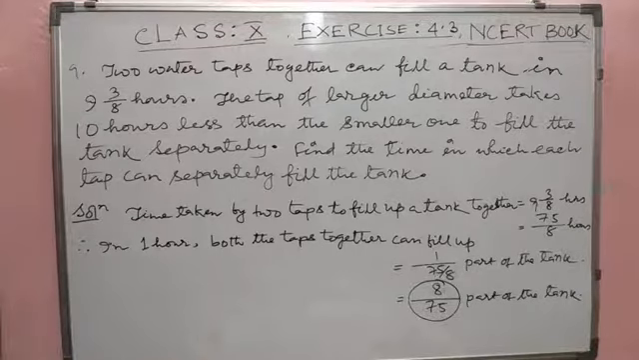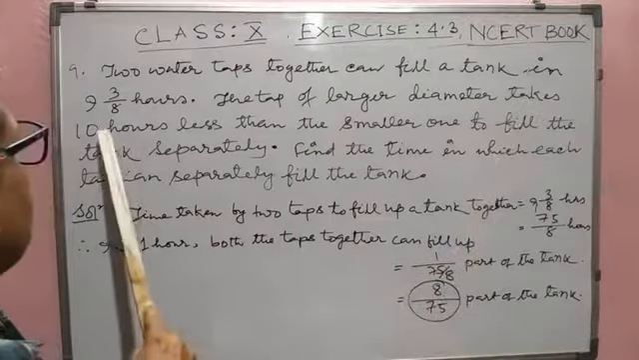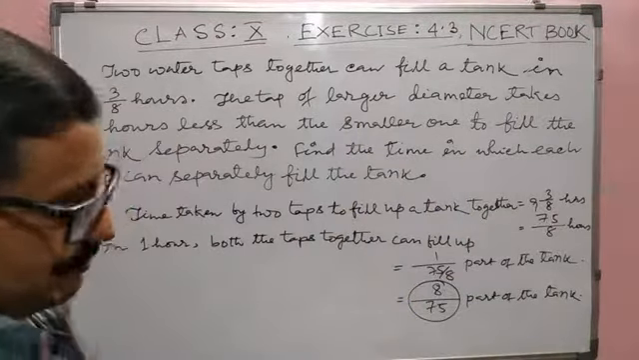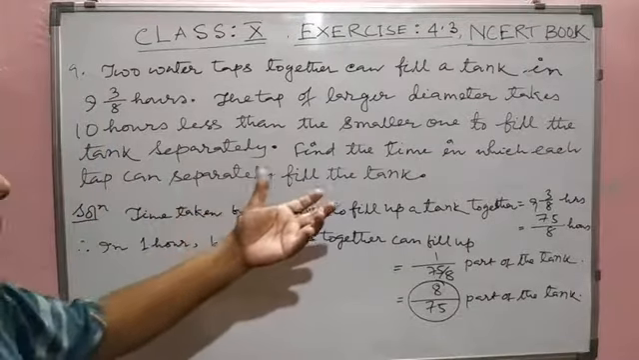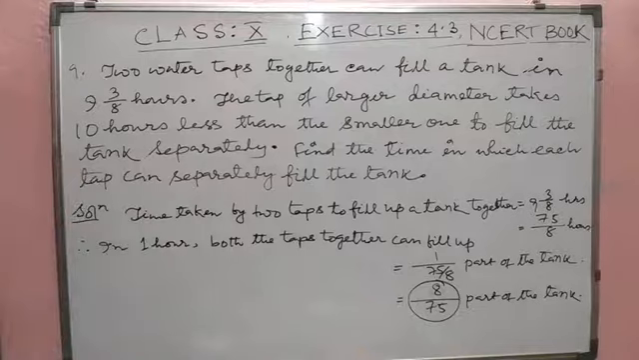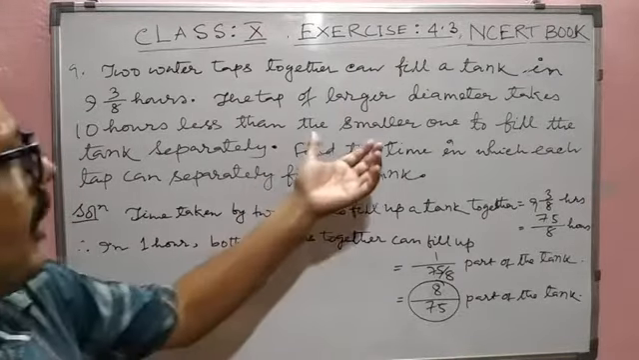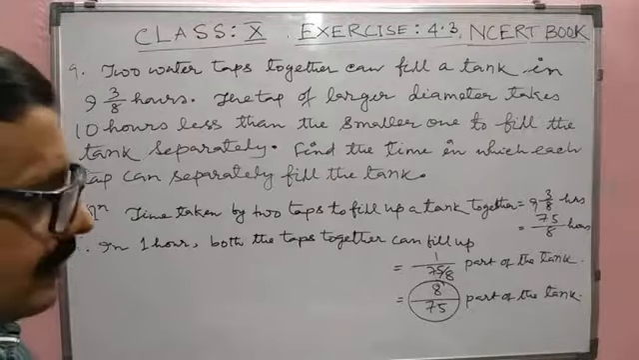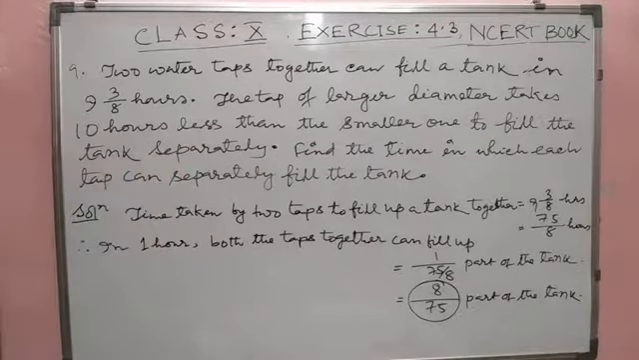Now the second condition given: the tap of larger diameter takes 10 hours less than the smaller one. The larger tap takes 10 hours less than the smaller one to fill up the tank separately. So now we will consider, let the smaller tap take x hours to fill up the tank, then the larger tap will take 10 hours less, that is x minus 10 hours.